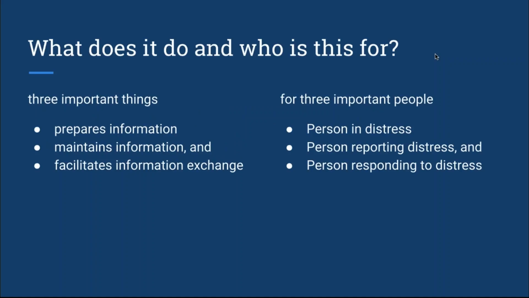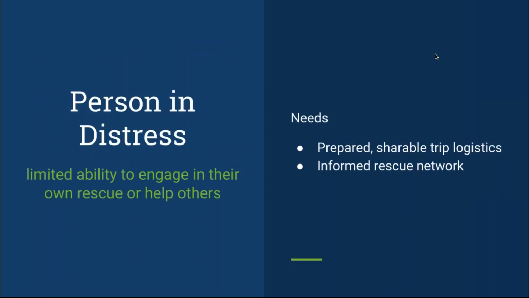Just to jump right to the chase, what does this do, and who's it for? PanSurvival does three important things for three important types of people. It prepares information, it maintains information, and it facilitates information exchange. And it does this for people who are in distress, people reporting distress, and the person responding to distress.